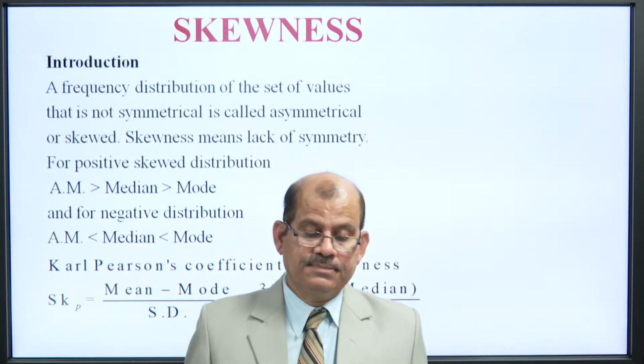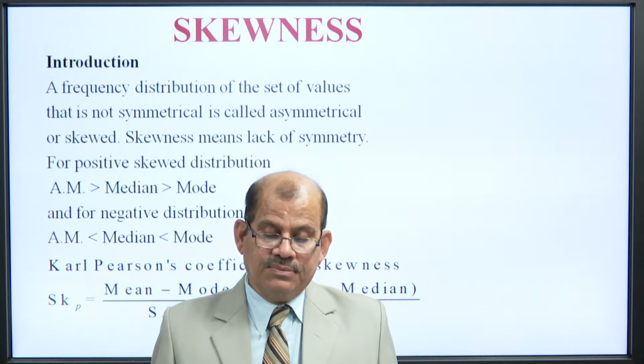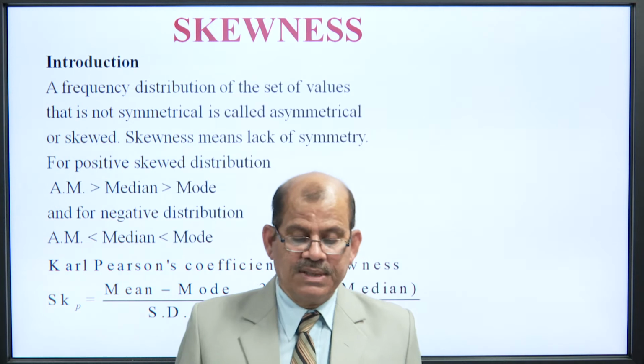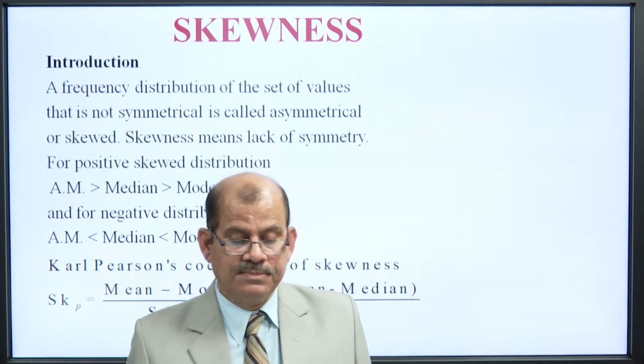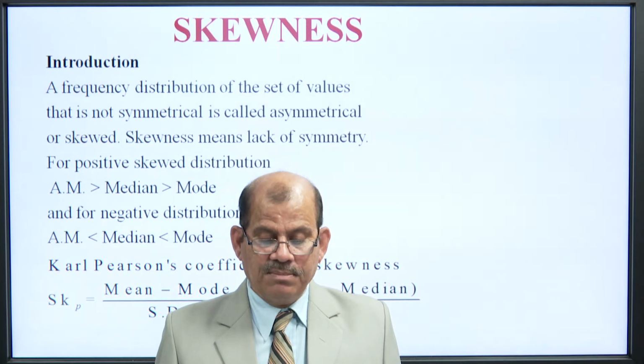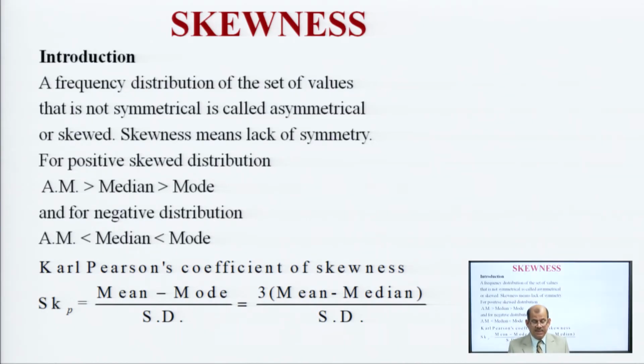Skewness. A frequency distribution of a set of values that is not symmetrical is called asymmetrical or skewed. Skewness means lack of symmetry. For a positively skewed distribution, arithmetic mean is greater than median is greater than mode, and for a negatively skewed distribution, arithmetic mean is less than median is less than mode.